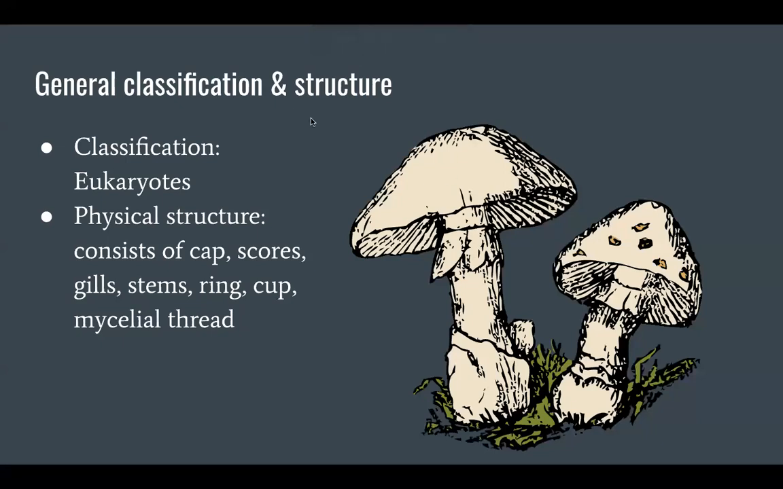The general classification and structure of fungus. Fungus are eukaryotes. That means they have a nucleus-bound cell membrane. And the physical structure of fungus include a cap, spores, gills, stem, ring, cup, and the mycelial thread, which is like the roots that go underground.